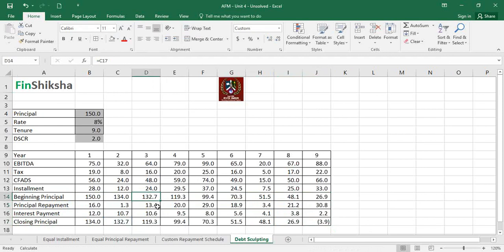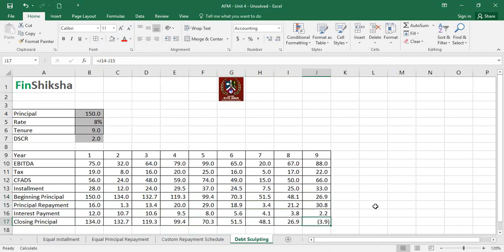We start with a principal of 132, interest is 10.6, cash flow available is 48, so we can pay a total of 24. Out of 24, 10 is interest, so the remaining 13.4 is the principal. Once we calculate the principal, closing principal comes there, and subsequently we keep repaying the interest and the principal repayment. At one point, this number, closing principal, will become 0.